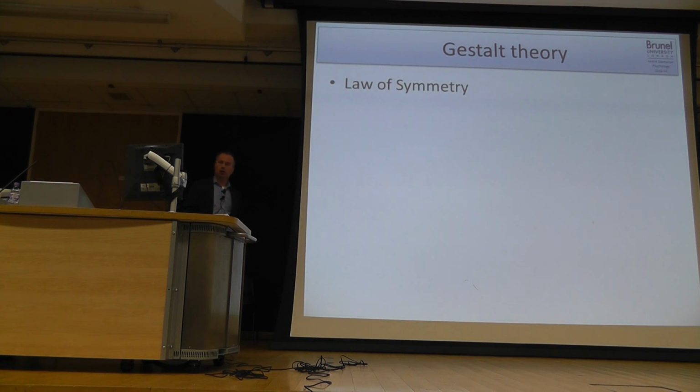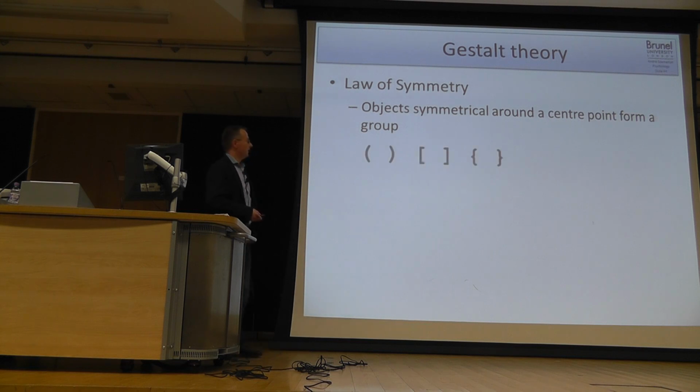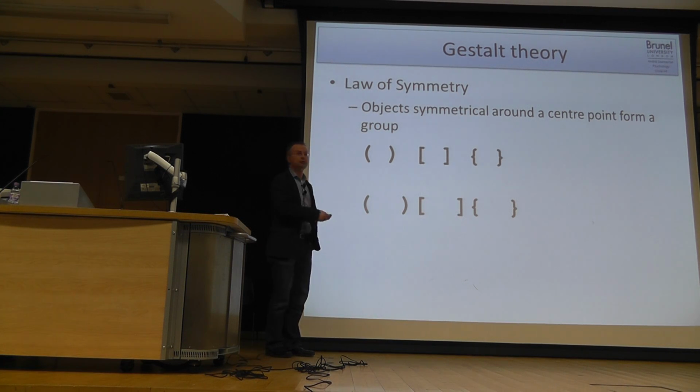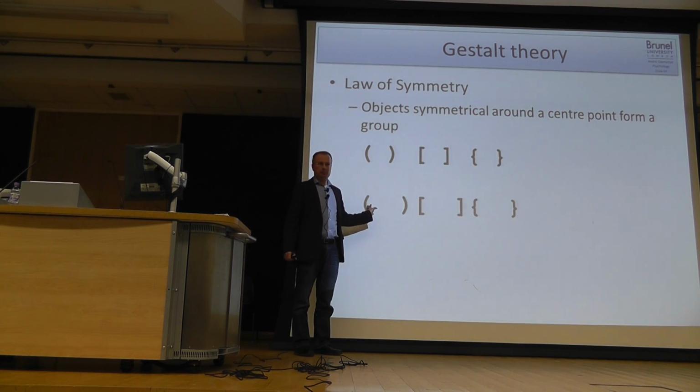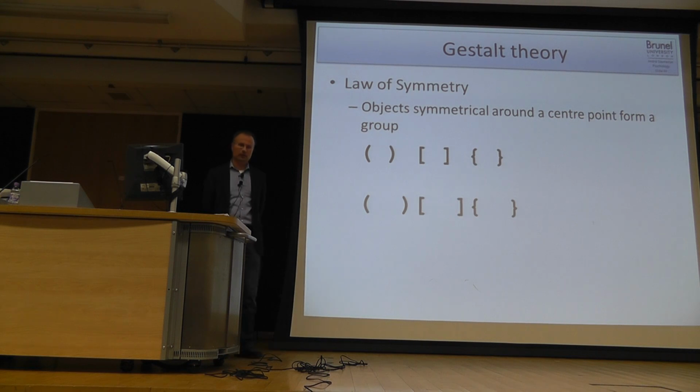Okay, there's the law of symmetry, and that means that objects which are symmetrical around a center point form a group. And there's a very simple example to that. Most people would perceive that as a group, that as a group, and that as a group. And we could put them even further apart. Still a group, still a group, still a group. When you look at that for a bit longer, we have seen the law of symmetry says we group that together. Can you see a conflict here with another law?